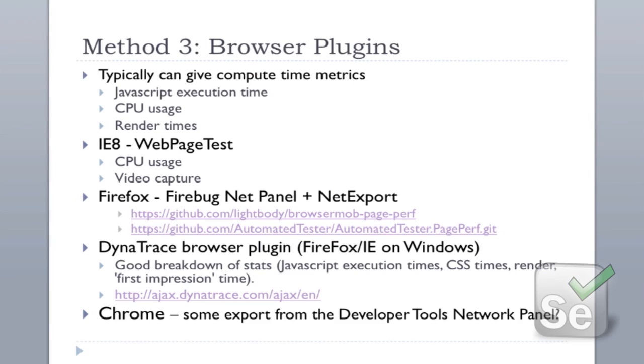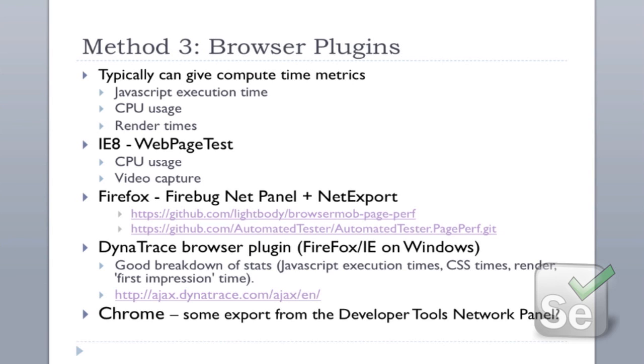So the third method was the browser plugins. There's plenty of options here where you can, for IE, say use WebPageTest. For Firefox, an easy solution is the Firebug and NetExport extension to automate exporting your info. Dynatrace is there too. Chrome, I didn't really look into it too much, but I'm sure there must be some way to export the data from the network panel, which is equivalent to Firebug.